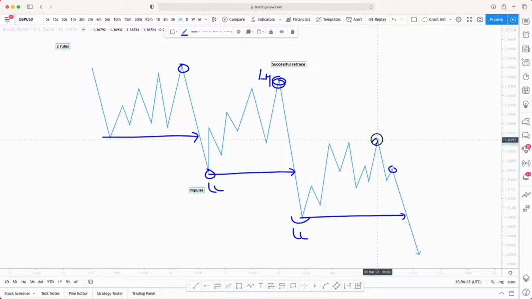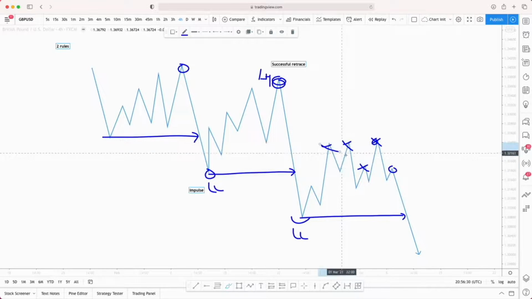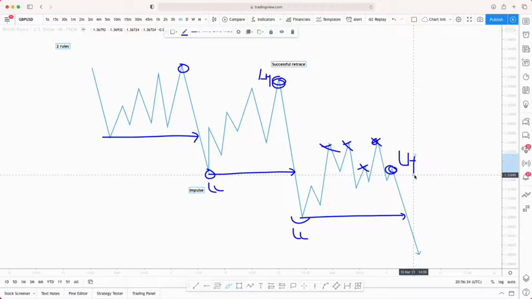None of these ones. That's not it. This is not it. This is not it. This is not it. Is this one. So this one is going to be our lower high. Why? Because that was the one that broke structure. That is our reference point.